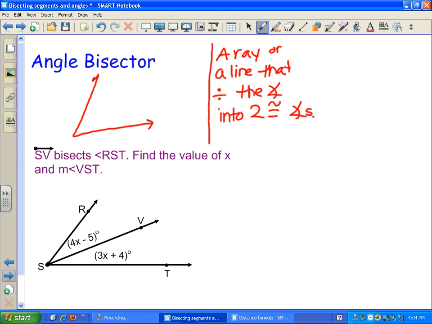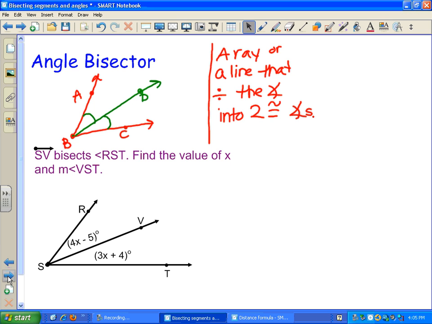So for example, if I had angle ABC, and I were to draw in ray BD, if it was an angle bisector, that would mean that angle CBD would be congruent to angle ABD, and we show that by those arc marks. So take a look at this example. Ray SV bisects angle RST, and your job is to find the value of x and the measure of angle VST. So pause the video, try this, and when you're ready, come back and we'll see how you did.